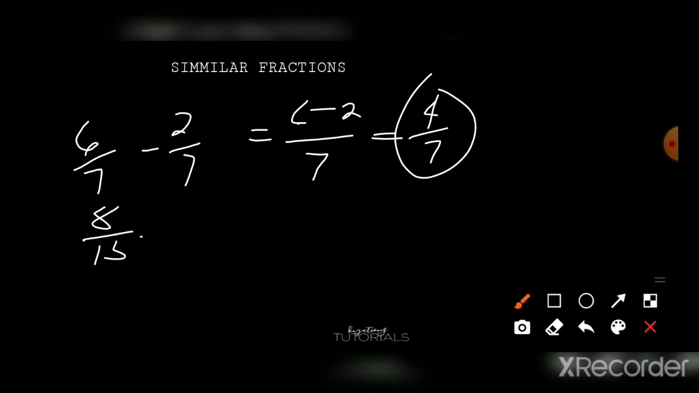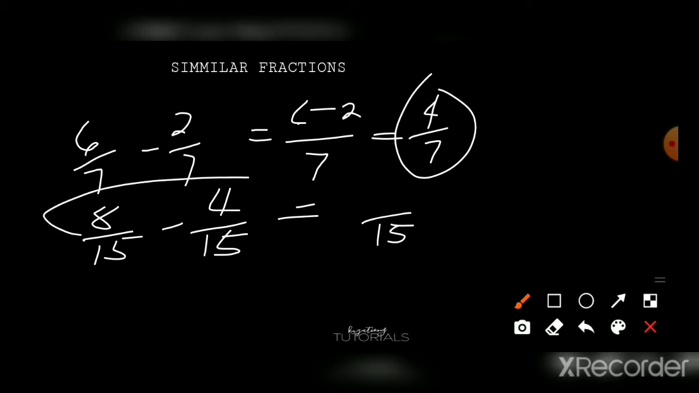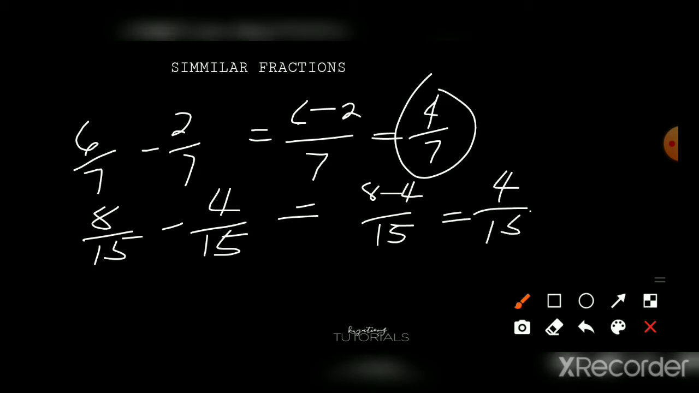So another example ta. 8/15 minus 4/15. So same nga process. Copy the denominator, which is 15, and subtract the numerator, which is 8 ug 4. So 8 minus 4, this is going to be 4/15. Okay? So ana na ra, that is how we subtract or we add mga similar fractions.